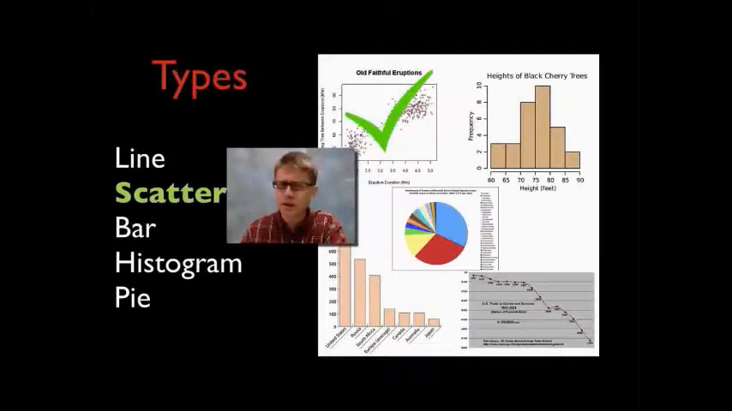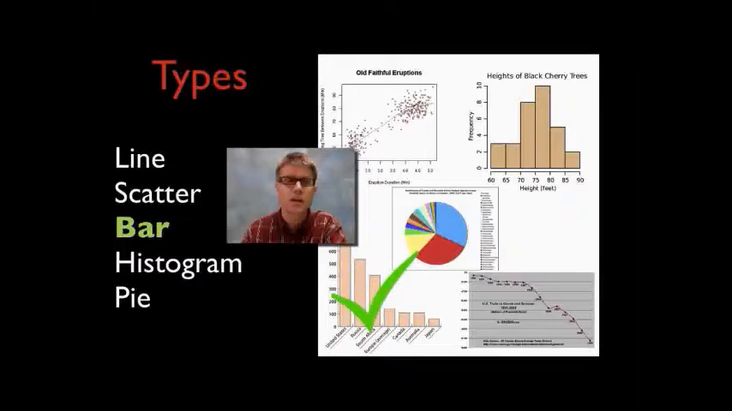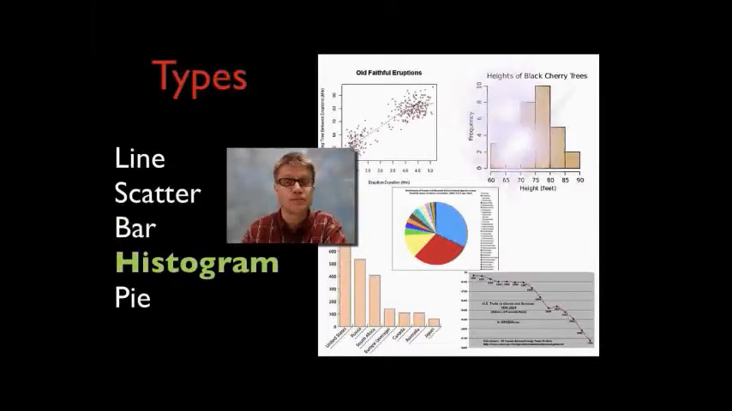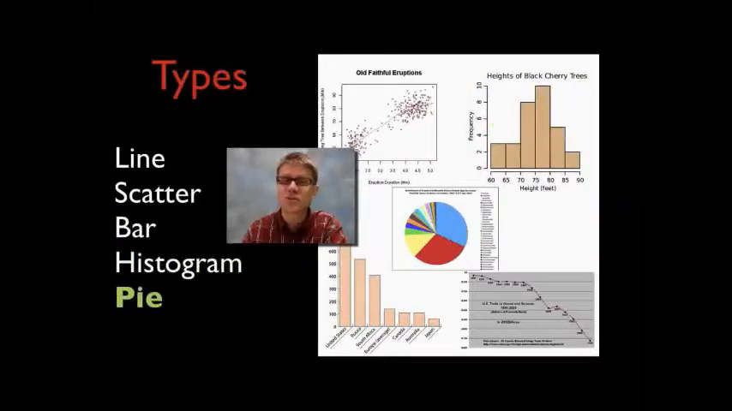And what about a bar graph? Could you point to the bar graph? And the histogram? And hopefully you can point to then the pie graph. Okay. So how did you do? Did you get all those right?